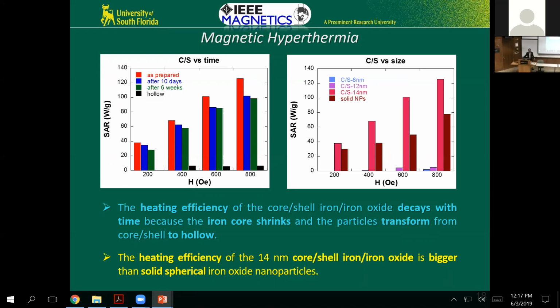Our happiness was short-lived, precisely a few days to a few weeks. And this is undetermined. We don't have control over this process. It depends on various conditions where these particles are being synthesized. All right. So essentially, we don't have a control of this, but we can see that the SAR drops. And when you end up with hollow nanoparticles, there's no SAR. There's no heating at all.